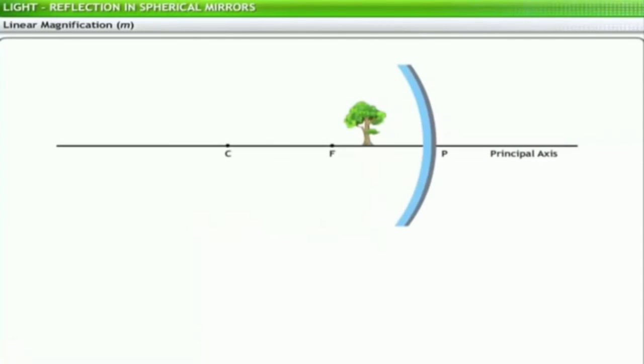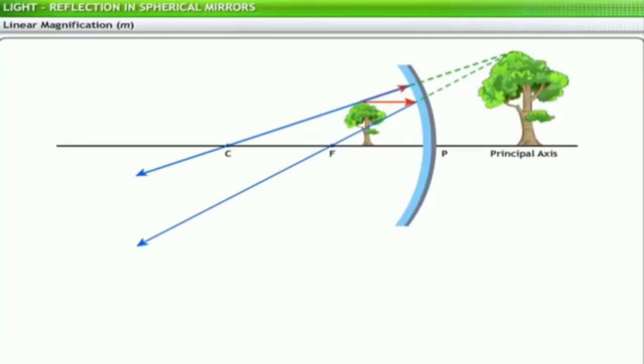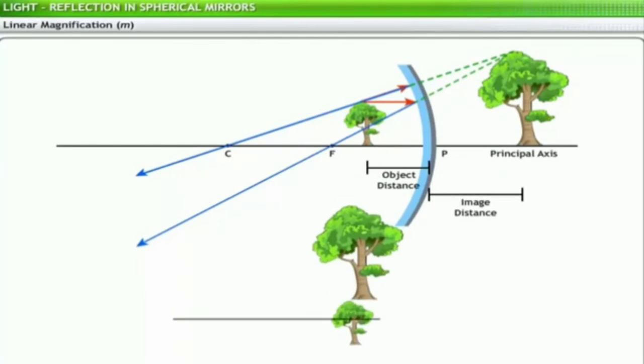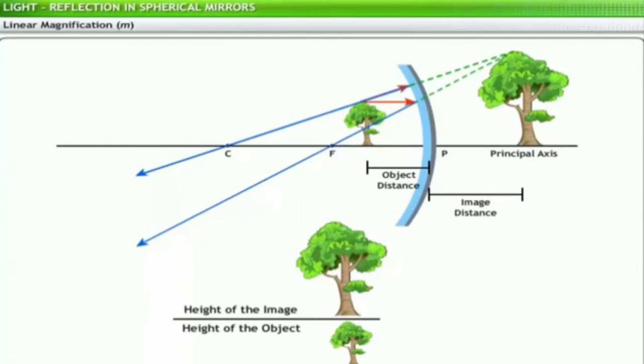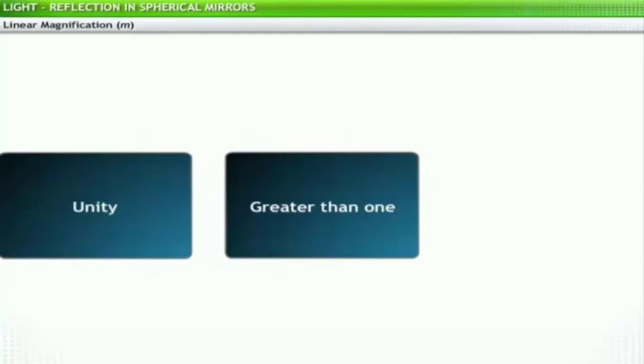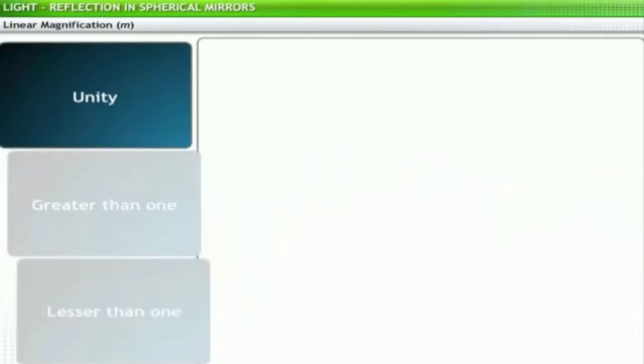You can determine the size of the image reflected in a spherical mirror by using linear magnification. You can also compute magnification as the ratio of image distance to object distance. Thus, the ratio of the height of the image to the height of the object is equal to the ratio of image distance to object distance. Magnification can be unity, greater than 1, or lesser than 1.